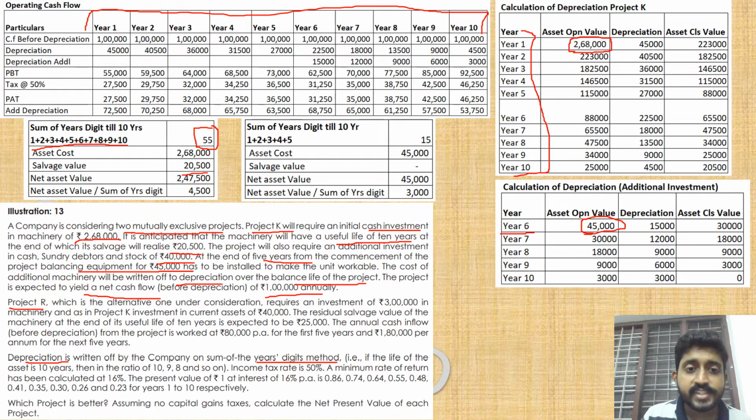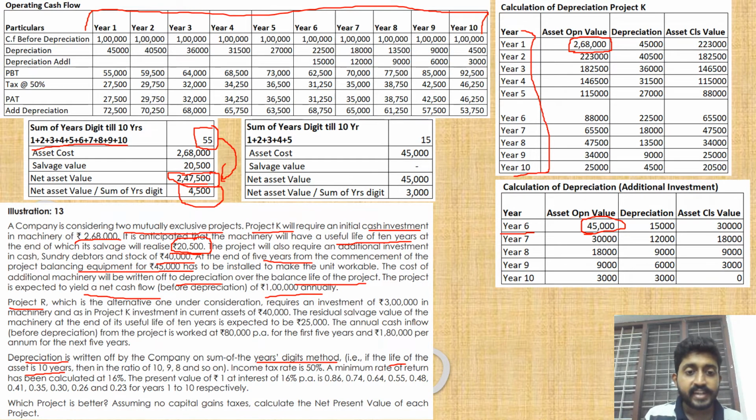The salvage value is there, which is 20,500, already given in the question. So 2,68,000 minus 20,500 will give you 2,47,500. This 2,47,500 is the net asset value, divided by the sum of years digit, 55, which will give you 4,500 as the ratio.